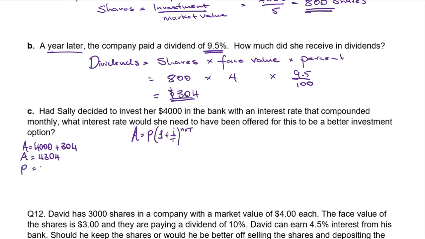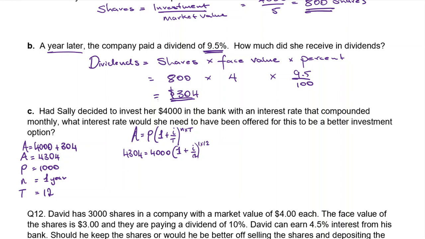How much did she invest? She invested $4,000 over 1 year and compounding monthly, so 12. So I have this information. I'm going to plug it into the equation. So it's 1 times 12, which is just 12.